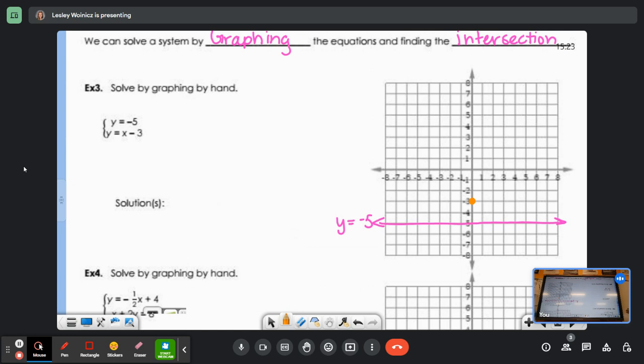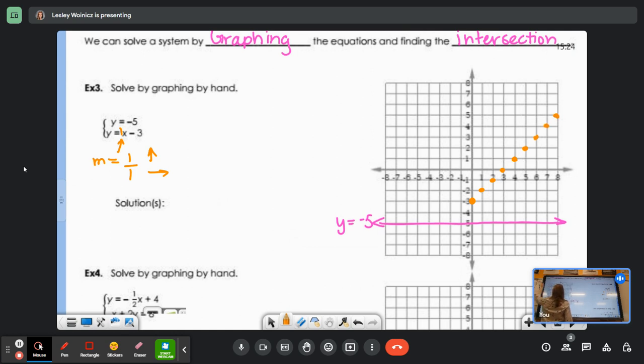Can you tell what my m is in front of my x? 1. So my m is 1 over 1. That means I'm going to rise 1 and run 1 to the right. Rise 1, right 1. And I can get a whole bunch of new points that way.